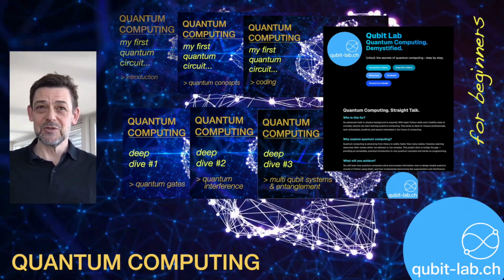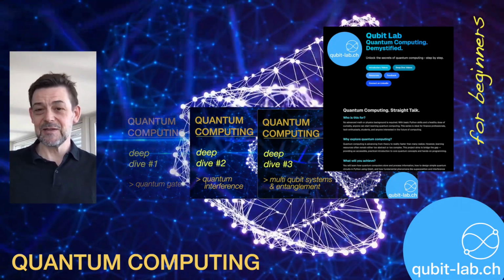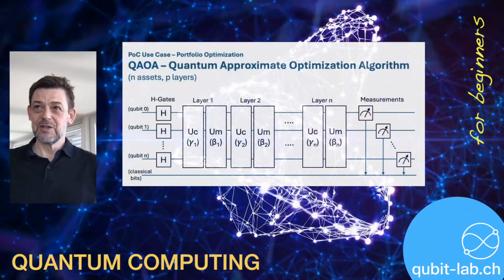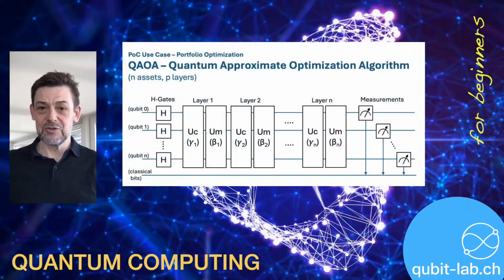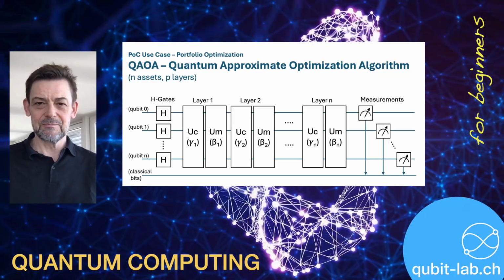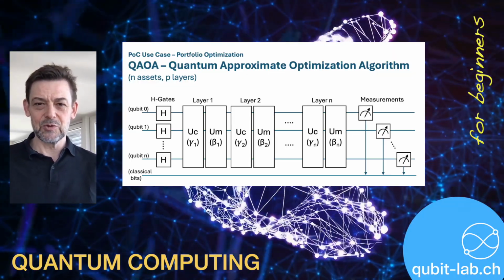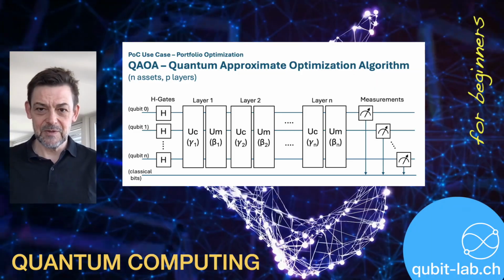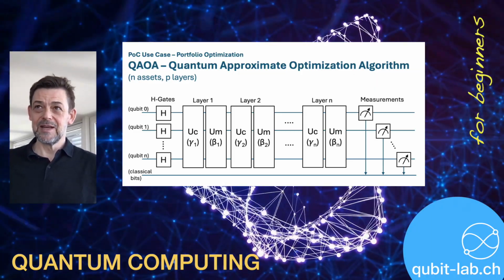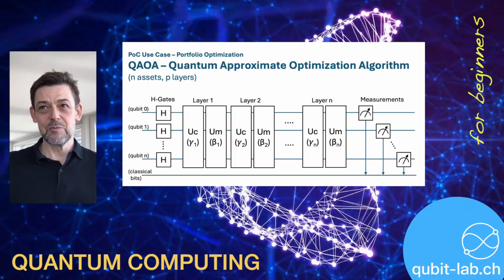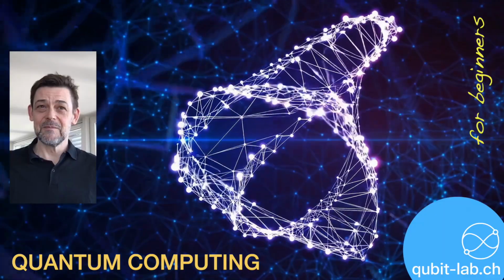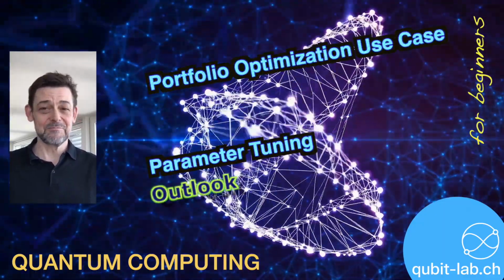In this new sequence, we start with real-life use cases, applications of quantum computing algorithms. In this video, we will explore the finance use case portfolio optimization using the QAOA algorithm, Quantum Approximate Optimization Algorithm. QAOA is a promising approach in quantum computing for solving complex and highly practical financial problems that classical methods struggle to solve. What can you expect from this video?